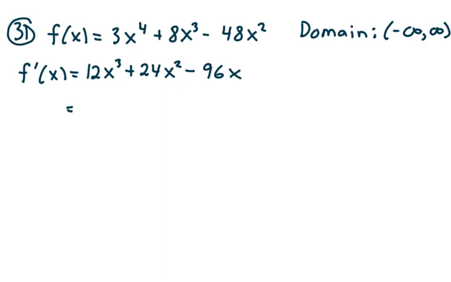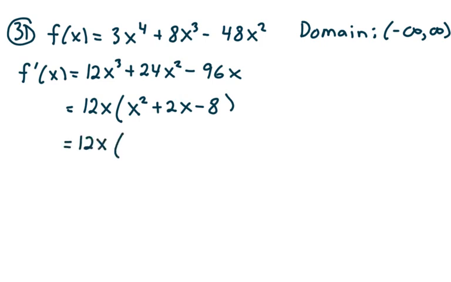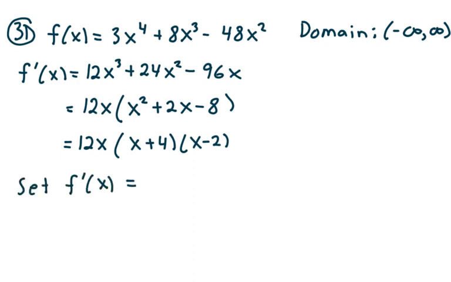Now, we're going to do a little work here. So I'm going to factor out the 12x. And when I do, I get x squared plus 2x minus 8. But x squared plus 2x minus 8 can be factored. And so when I do, I get 12x times x plus 4 times x minus 2. And I'm going to set f prime of x equal to 0. And so that says 12x times x plus 4 times x minus 2 equals 0.